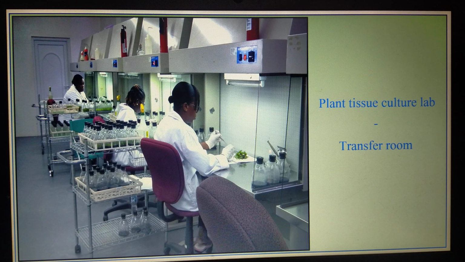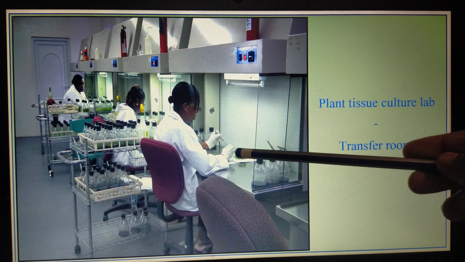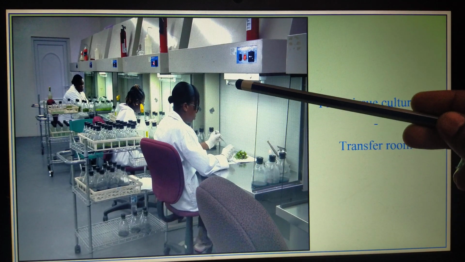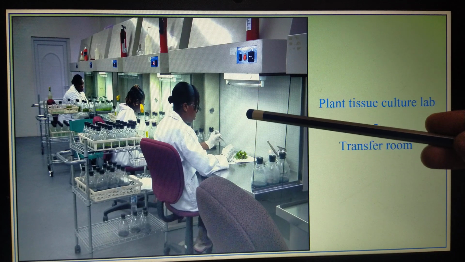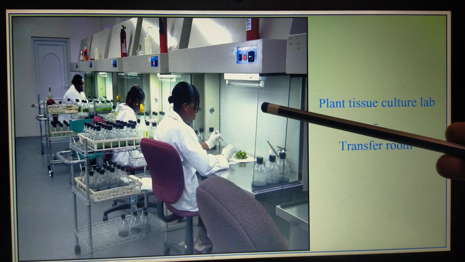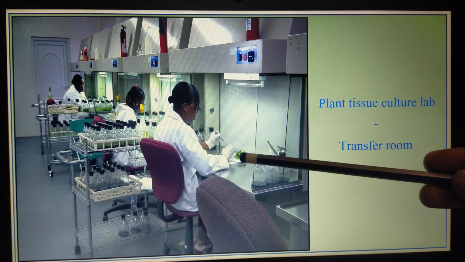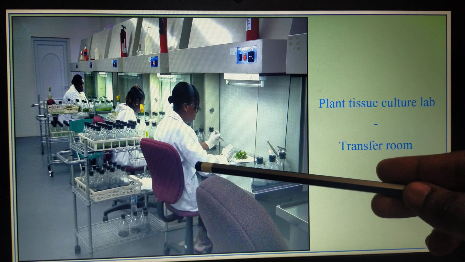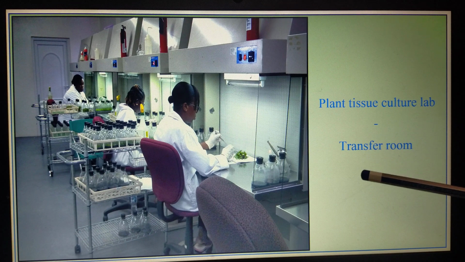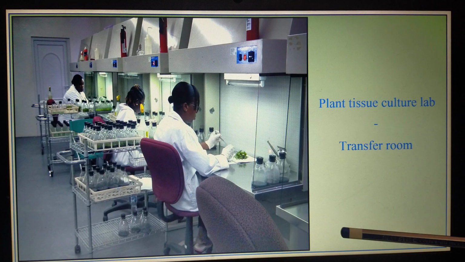Three different scientists are sitting in front of the laminar airflow chamber. So this is the laminar airflow chamber. You can see the filter sheet, right? This is what we call the HEPA filter. We can see it in the next image. Through this, the fine air always flows, right? And here the scientist will sit and transfer the explant onto the nutrient medium. This area is what we call the transfer room of plant tissue culture.